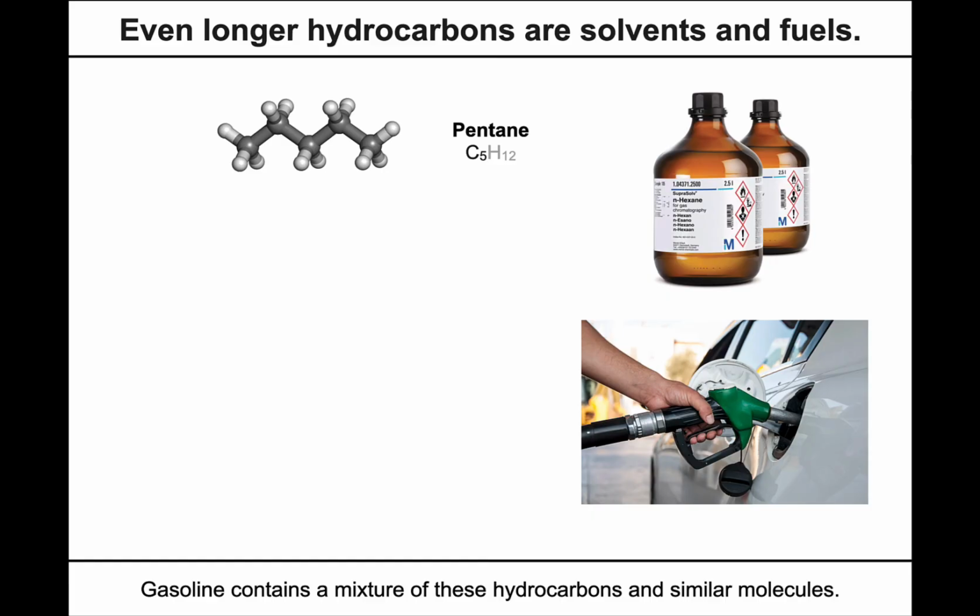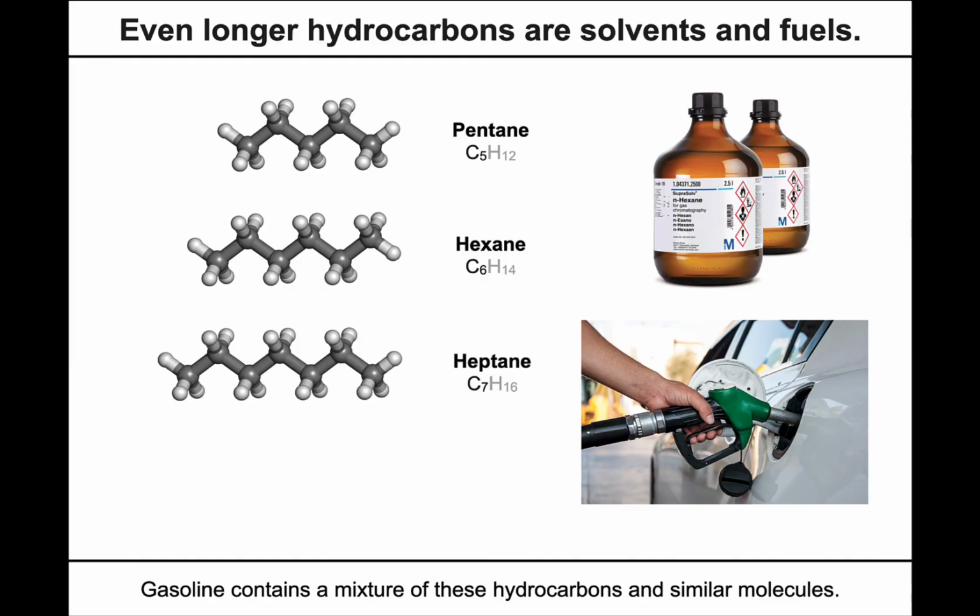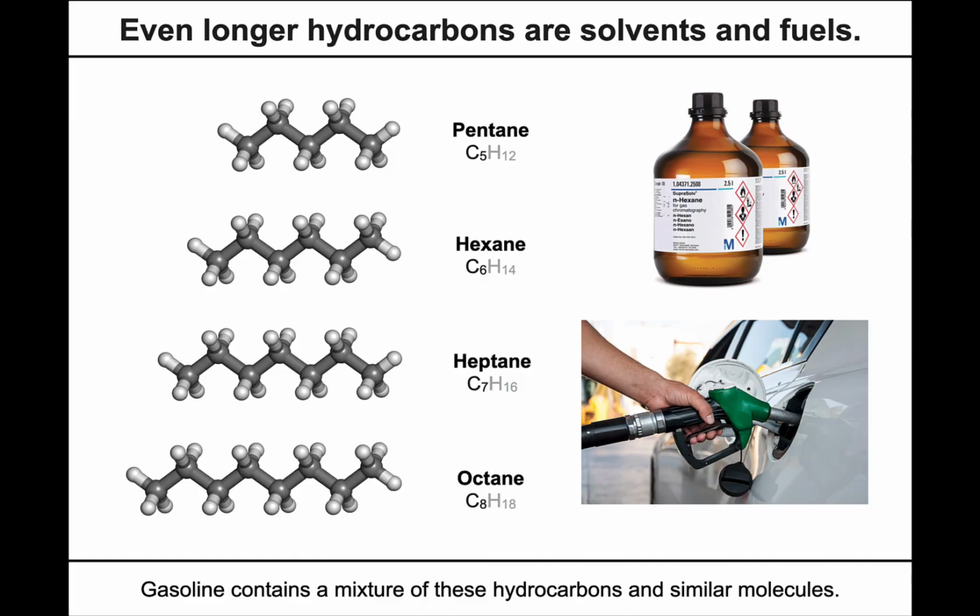Pentane's formula is C5H12. It's a longer chain of carbons. It has 5 carbons, of course, and more hydrogens. The next is going to be hexane, C6H14, a longer chain. The next is heptane. Heptane is actually found in gasoline. It's a fuel molecule along with hexane, C7H16. And then the last one on this slide is octane, C8H18.